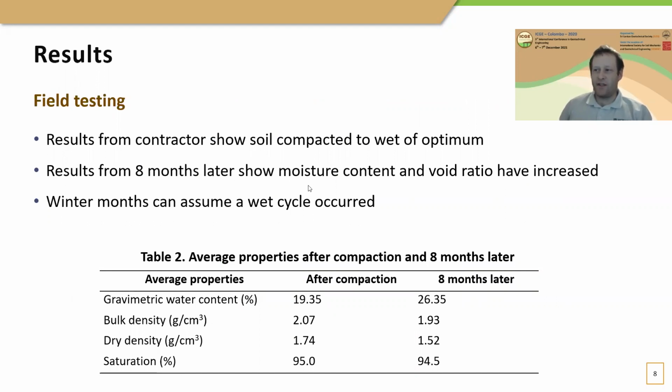So the average properties after compaction and 8 months later are shown below, and they're also in the paper. So the moisture content changed by about 7%. And the bulk dry density reduced and saturation remained about the same.